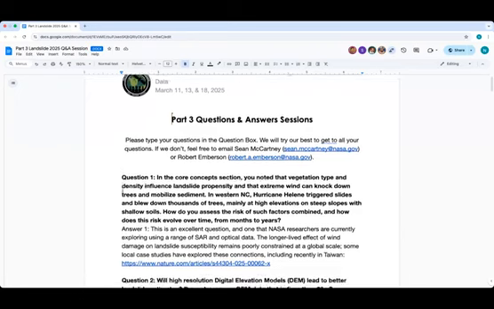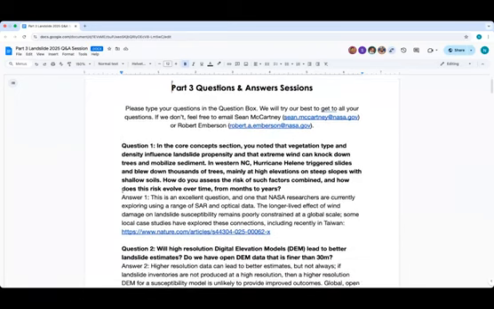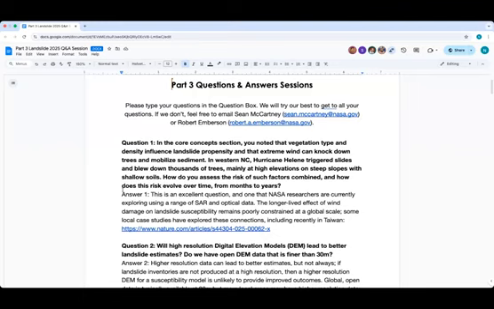Question number 1. In the core concept section, you noted that vegetation type and density influence landslide propensity, and that extreme wind can knock down trees and mobilize sediment. In western North Carolina, Hurricane Helene triggered slides and blew down thousands of trees, mainly at high elevations on steep slopes with shallow soils. How do you assess the risk of such factors combined, and how does this risk evolve over time from months to years?